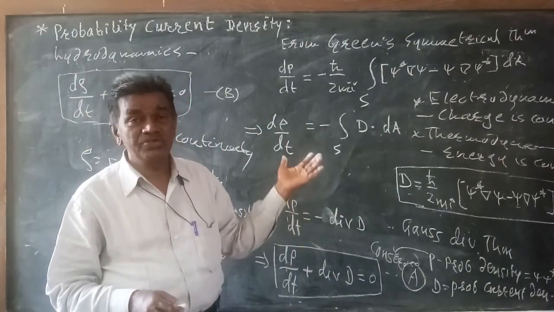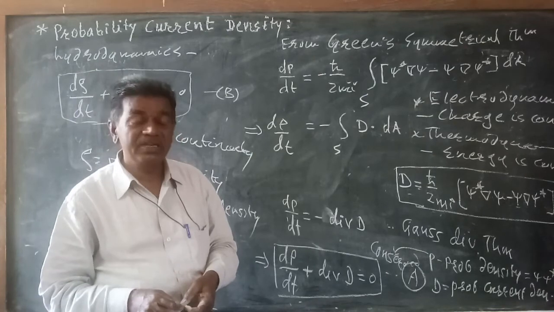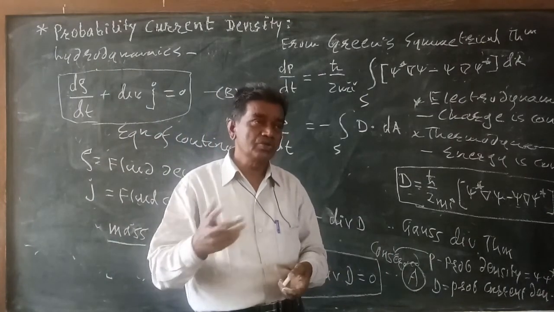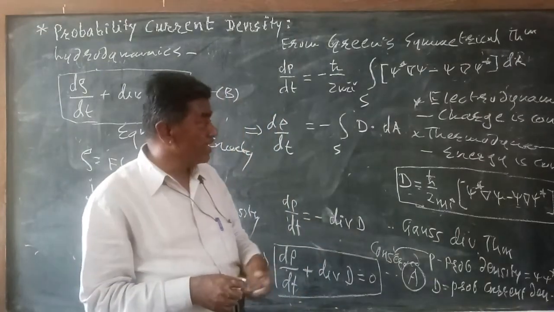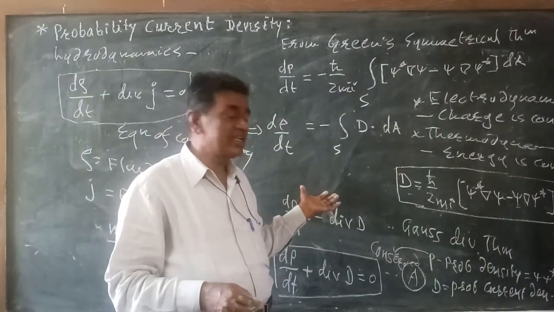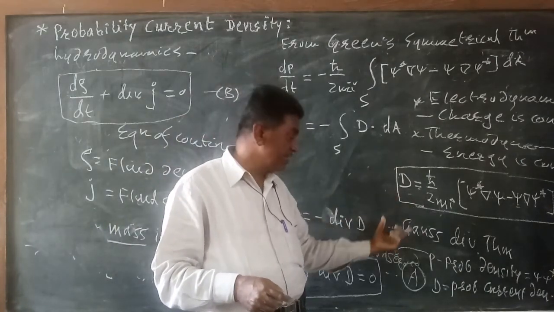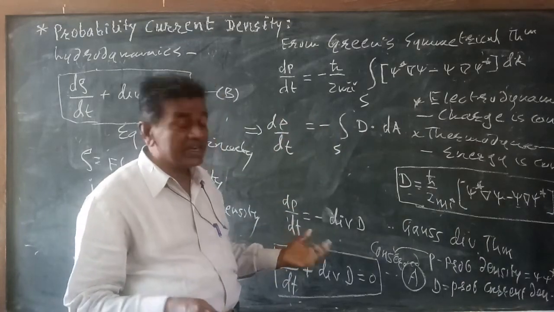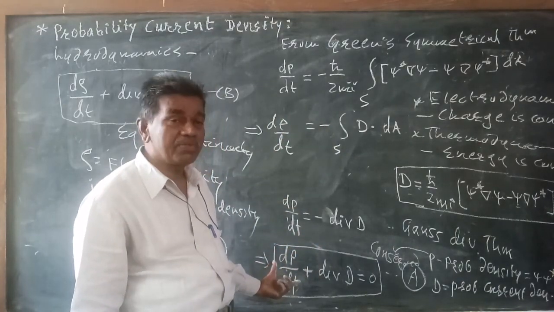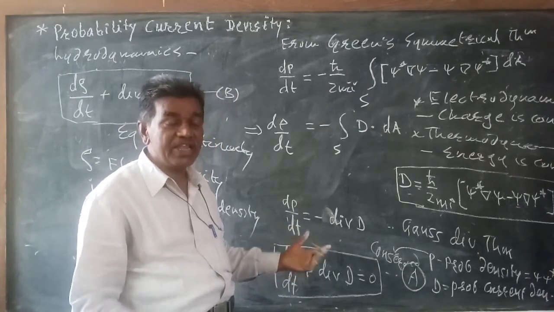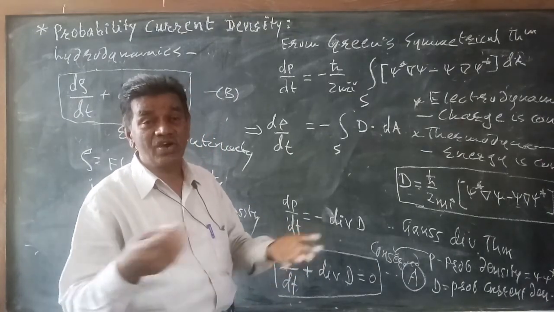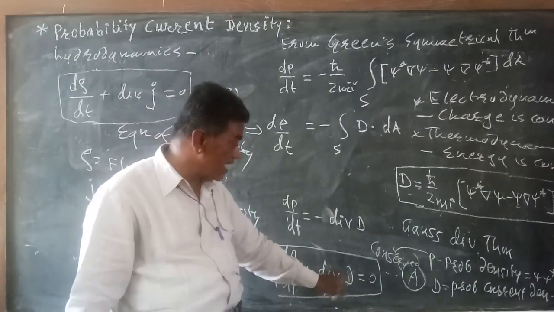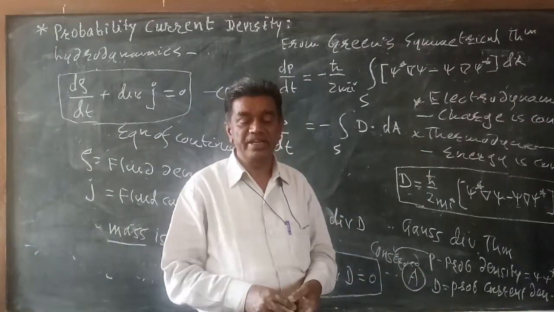So in this lecture, we have seen the probability current density and its meaning. Initially, we started with Schrödinger's time-dependent wave equation, and by complicated mathematical treatment, we wrote that equation in such a way that we get an equation of continuity. Comparing it to the equation of continuity in other branches, we find that P represents the probability density and D represents the probability current density.